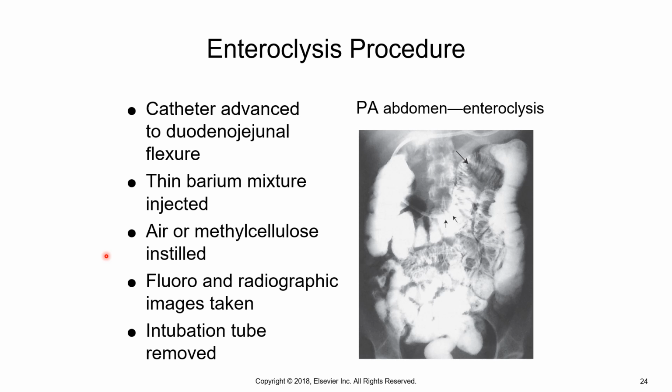Typically fluoroscopy and radiographic images are taken. Usually the patient is not very comfortable for this exam, and there is the possibility of perforating the bowel when the catheter is being placed. Once they get the images that they need and have proven what they need to, they would remove the intubation tube. This is actually figure 13.26 on page 510.